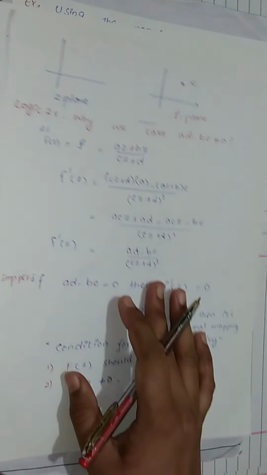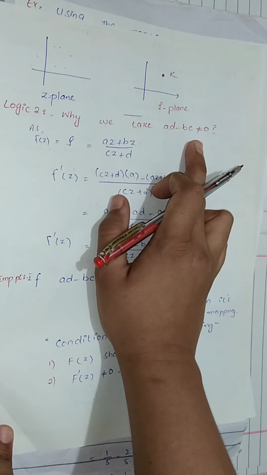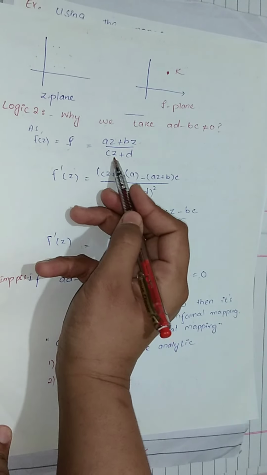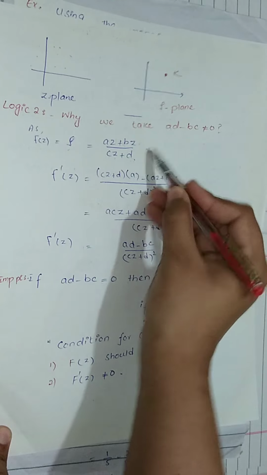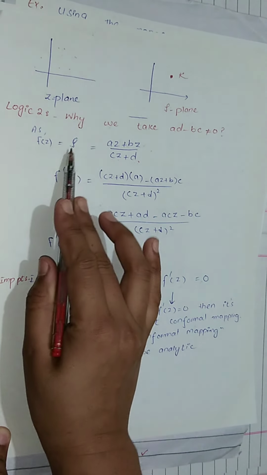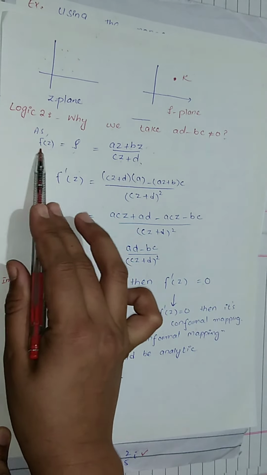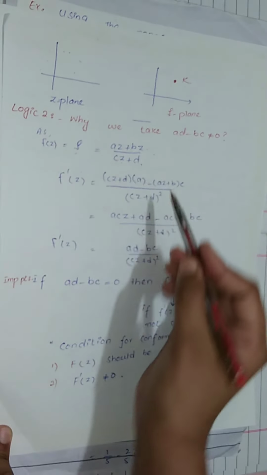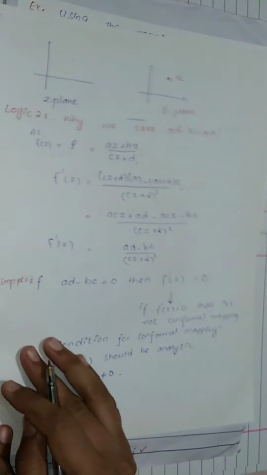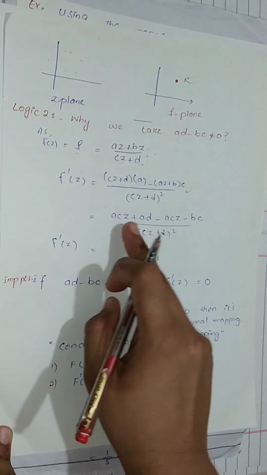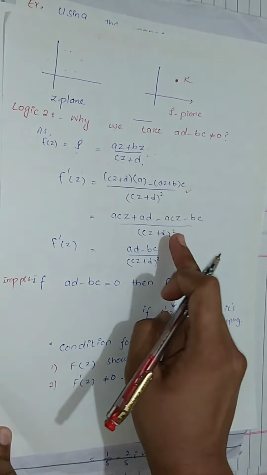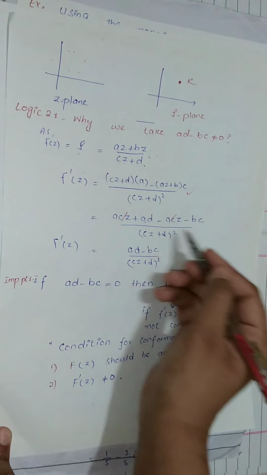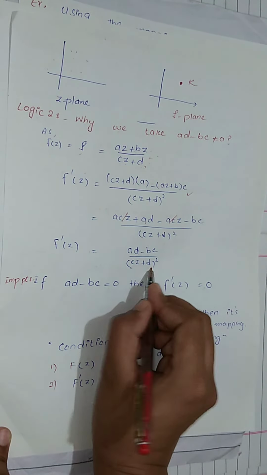Now secondly, we will discuss the logic why we take AD minus BC not equal to 0. As sigma is equal to (AZ plus B) over (CZ plus D), when we differentiate it, we have f derivative of z, because sigma is equal to f of z. By applying the quotient rule on it, we have (CZ plus D) multiplied by A, minus (AZ plus B) multiplied by C, over (CZ plus D) whole square. This cancels out with this, so we have (AD minus BC) over (CZ plus D) square.